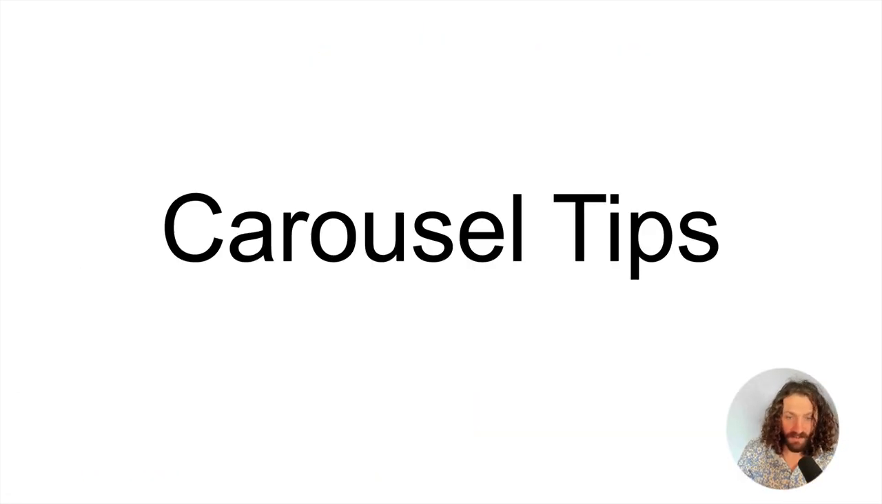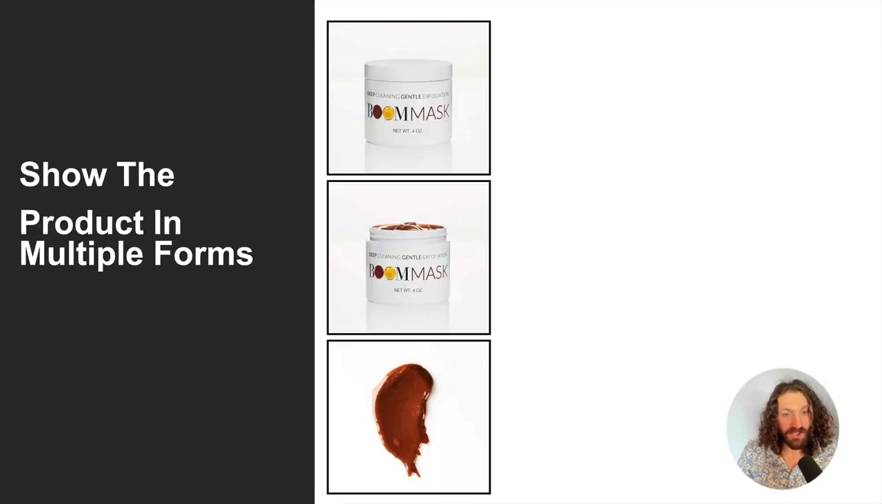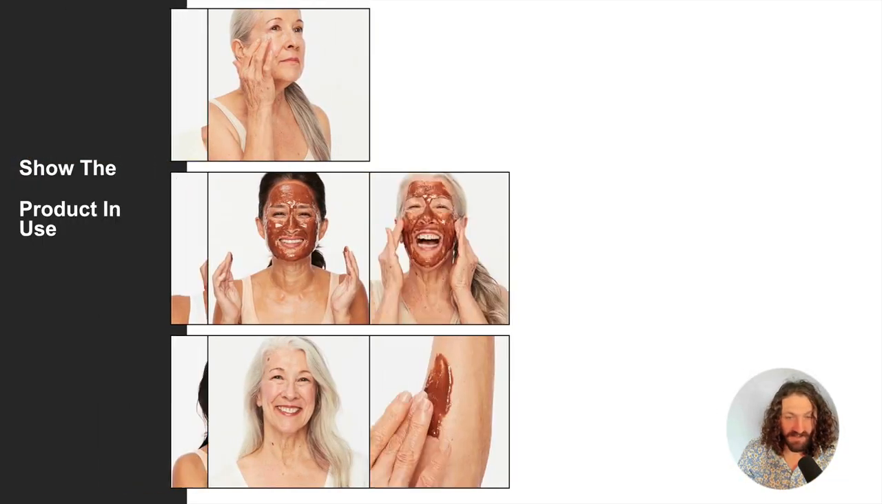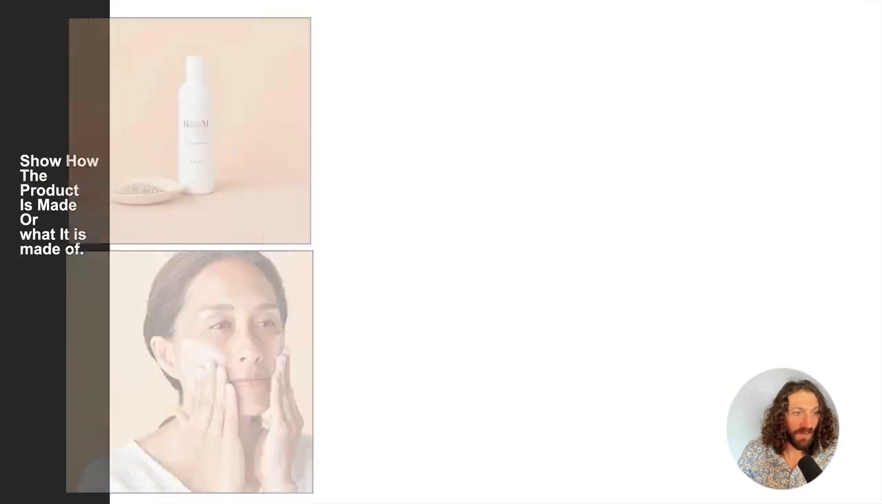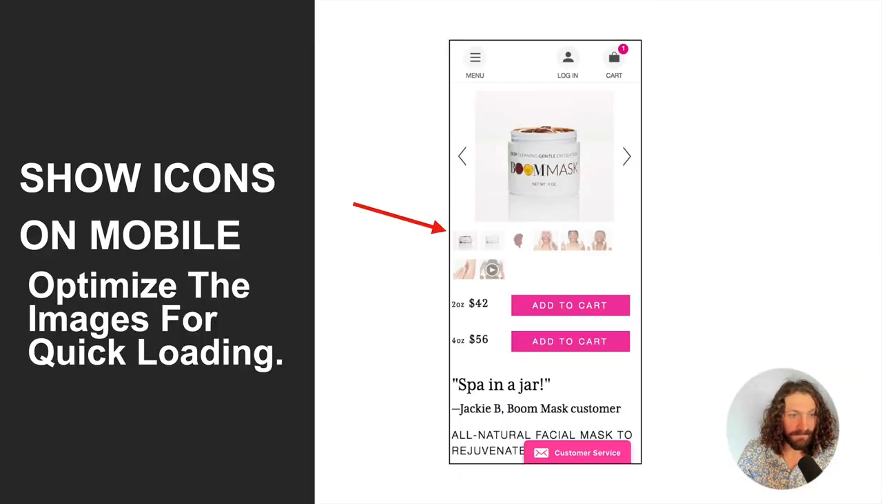You need both, right? Some tips for your carousel: quality matters. You've got to have high quality, well-done images. You want to show the product in multiple forms, multiple angles, multiple use cases. You want to show the product in its intended environment. You want to show what the product is made of or how it was made. And you want to show the image icons on mobile, and you want to optimize the images so that they load super fast.